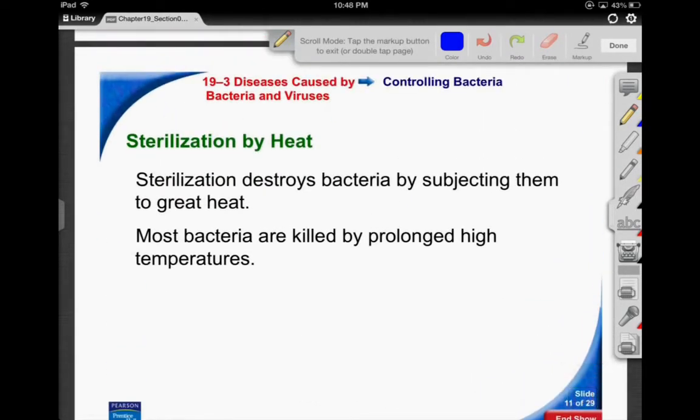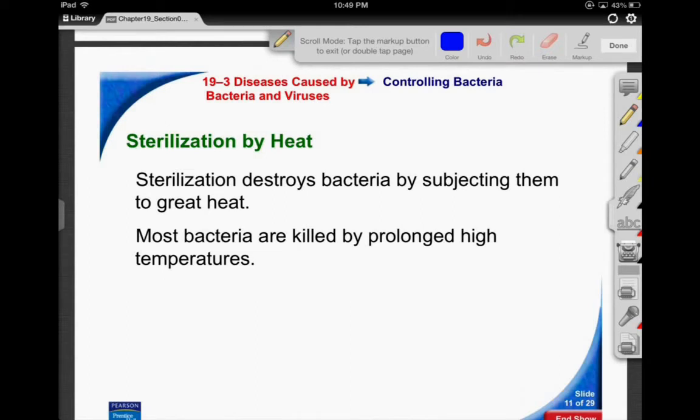Sterilization by heat. Most bacteria can't handle this. You just cook them until they're basically dead. Pretty easy concept. Now, I'm going to jump out here in a second because we use heat to sterilize our food, you get that, but some of our food products can't exactly be cooked for too long.